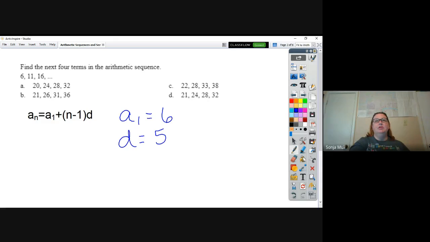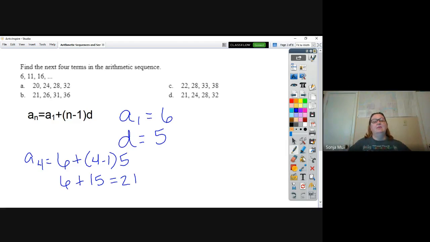So really, I can use this formula over here. The next term, a sub 4, is going to be the first term, 6, plus, since it's the fourth term, plug in a 4, and d is 5. So 6 plus 3 times 5 is 15, is 21. Or we can just keep adding 5. So we're going to have 21, then plus 5 is 26, plus 5 is 31, and plus 5 is 36. It makes more sense to just add 5 each time here.